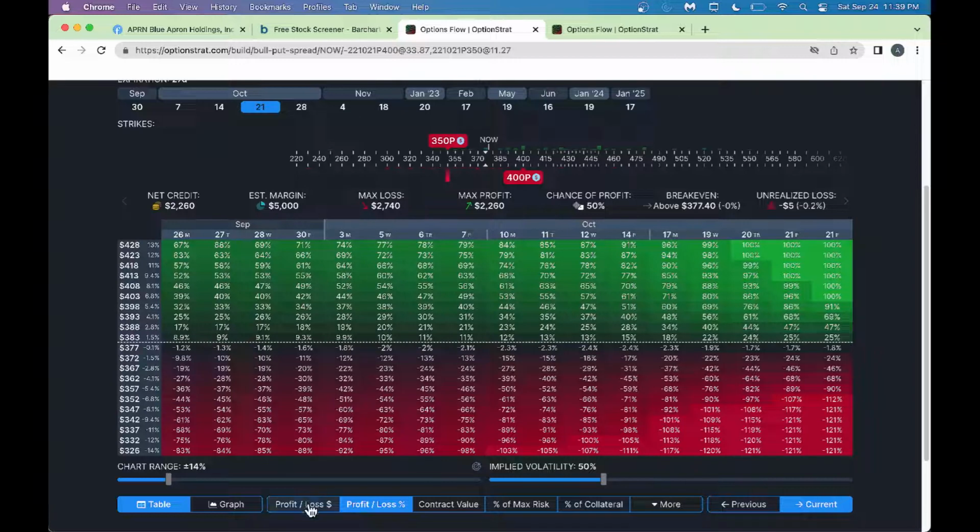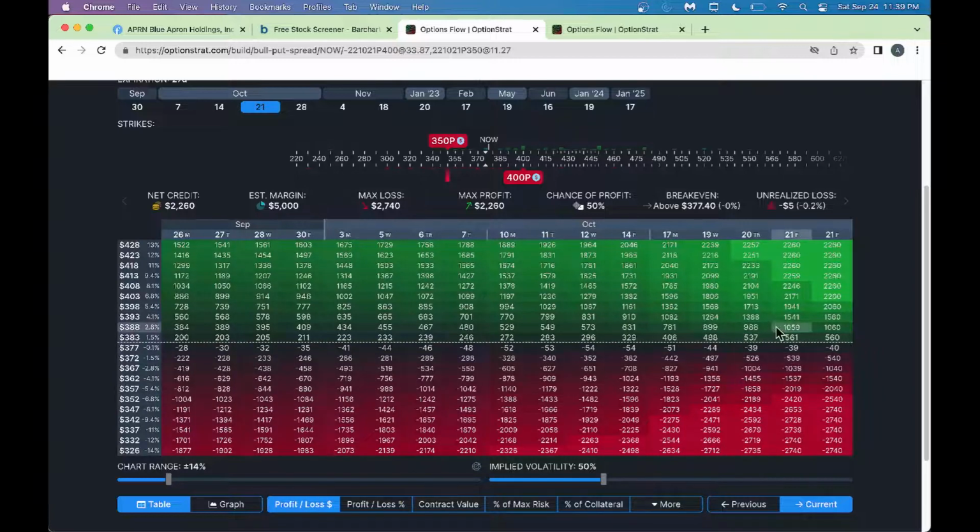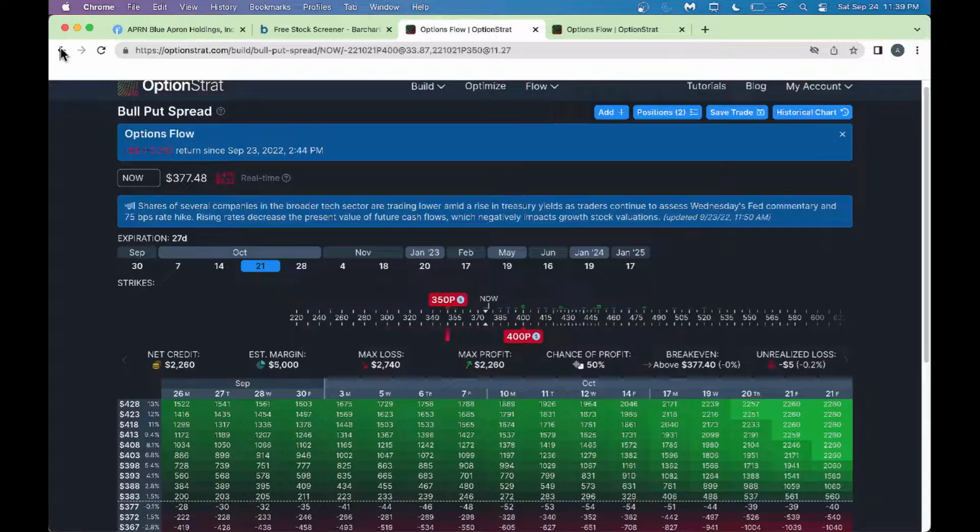You could also look at profit and loss by dollar. Now you can see the dollar amount here. And we could also look at percentage of risk, which tells you in this case your risk is at $10 here. That's why estimated margin is 5,000. You've got estimated margin 5,000 here. So your maximum risk, because it's a spread here, is relatively low. All right, so with that, let's go back here and look at a few more trades.